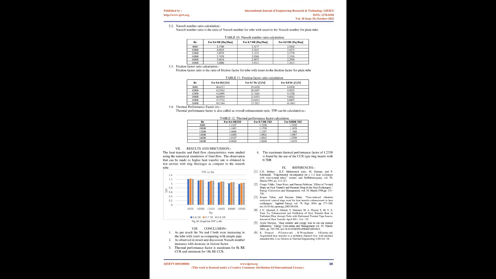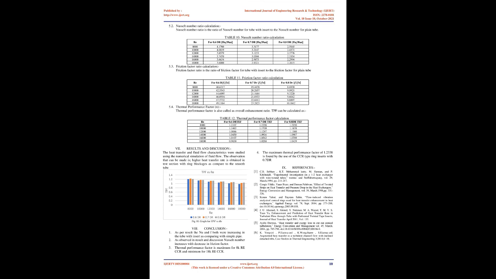5. Numerical analysis of ring inserts with conical circular geometry. 5.1. Analysis of the tubes with CCR with DR 0.6, 0.7, 0.8 respectively. 5.2. Nusselt number ratio calculation. 5.3. Friction factor ratio calculation. 5.4. Thermal performance factor, η. Rings were inserted in such a way that there is flow obstruction in the tube. The numerical data obtained is summarized in the following table.